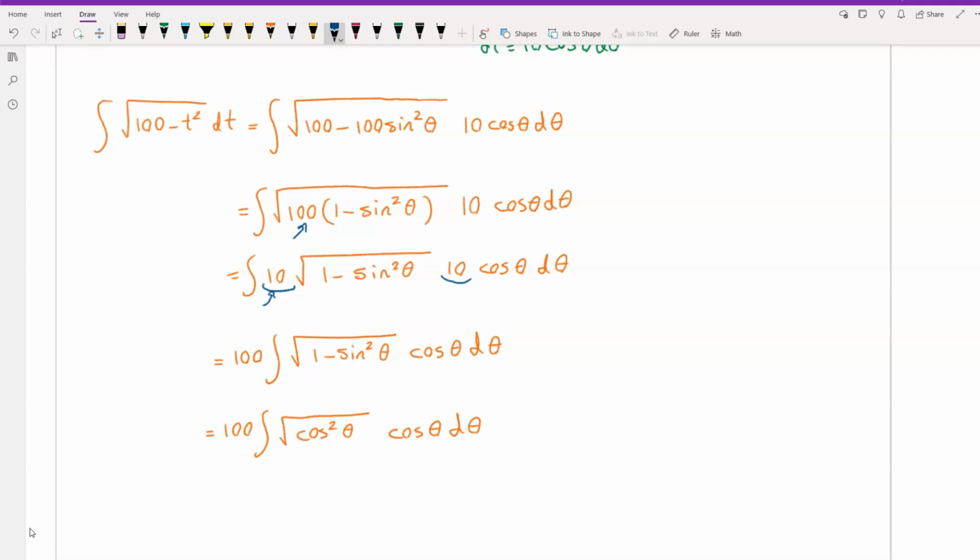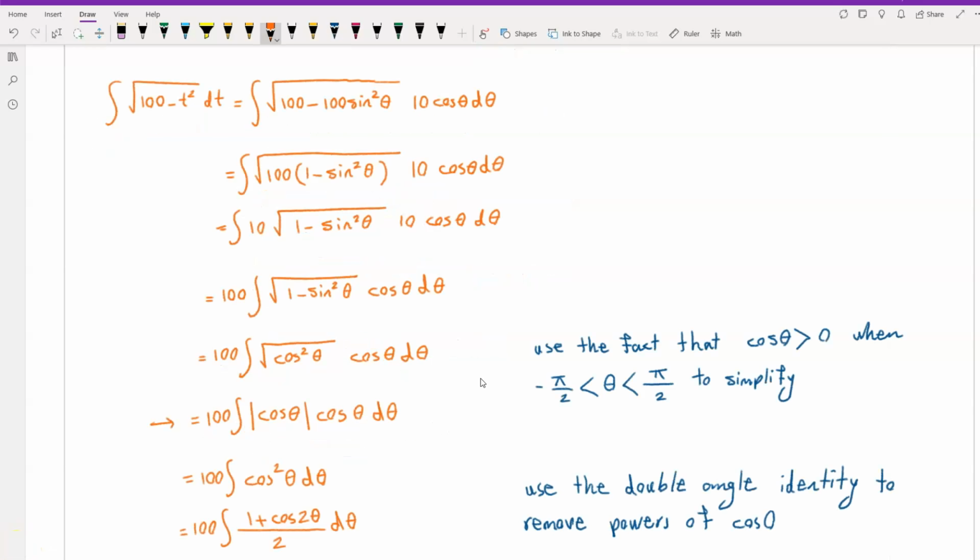So we have 10 times 10 is 100. I move that outside of the integral. So we have 100 times the integral of the square root of 1 minus sine squared times cosine times d theta. Instead of 1 minus sine squared, I used cosine squared. So what we have here is equal to 100 times the integral of the square root of cosine squared times cosine times d theta.